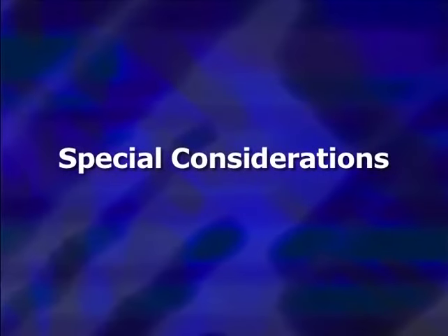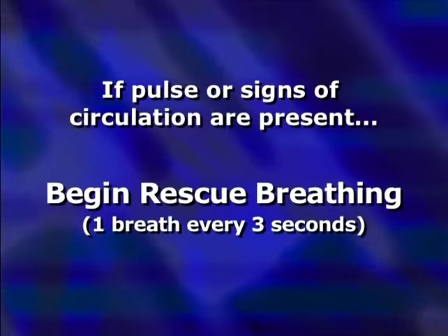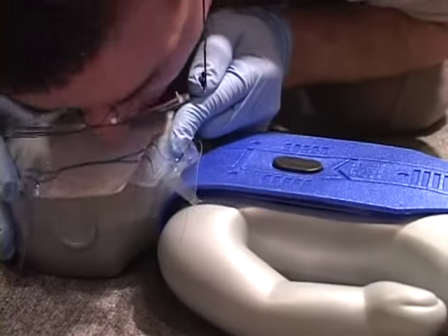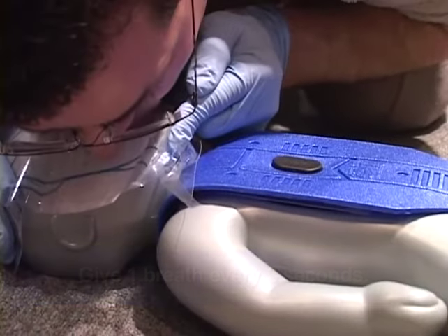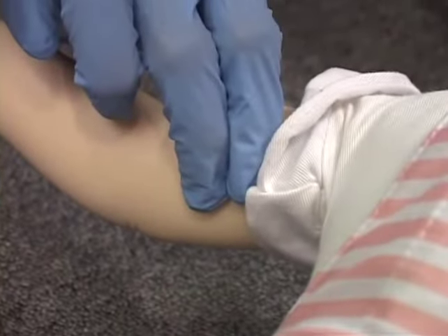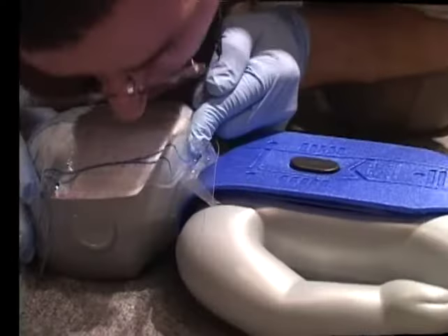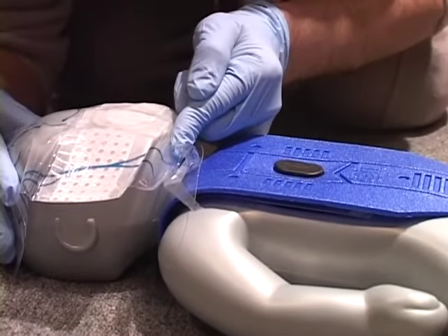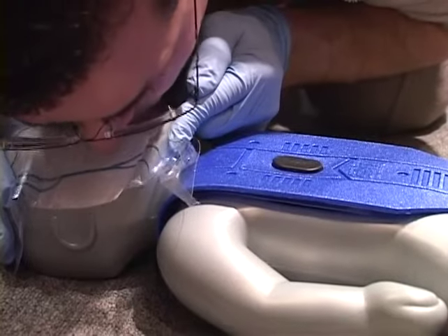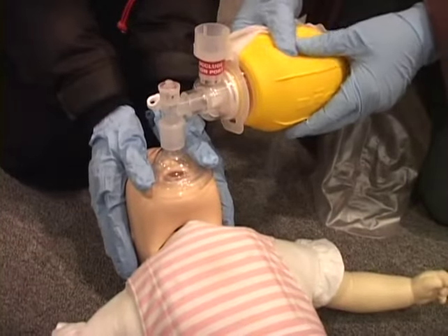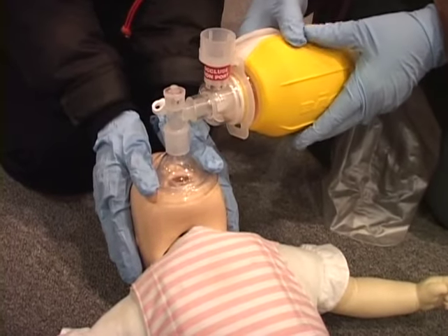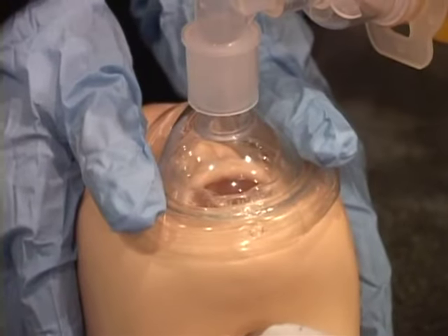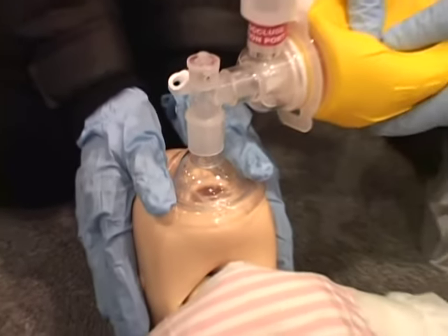Special considerations. If pulse and/or signs of circulation are present, begin rescue breathing. For a baby, give 1 breath every 3 seconds. Recheck for signs of circulation every minute. If circulation remains present, continue rescue breathing. You can use a bag valve mask on a baby using an infant BVM. Use the head tilt chin lift or jaw thrust to secure the mask in place.